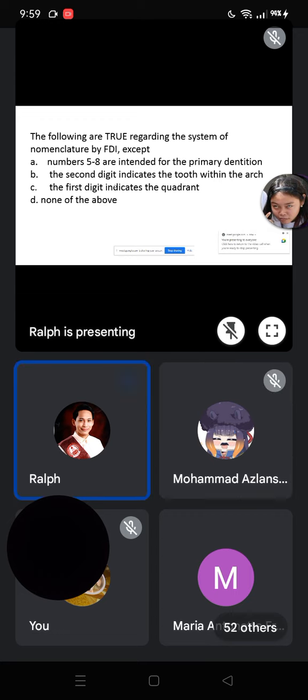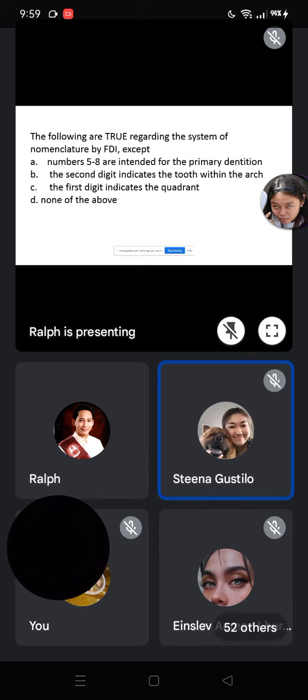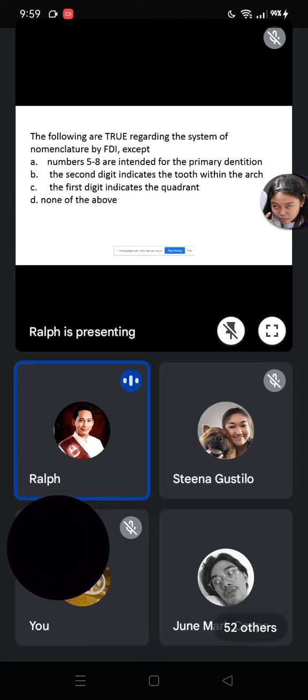Yes, this one. Okay, what's your answer for this, guys? Anyone? What's your answer? Mine is B, Doc. B. How about others? None of the above. None of the above. How about others? None of the above. Sige. Yeah, none of the above. Okay, there's no explanation for the none of the above because it is self-explanatory. Can I have someone who has a different answer?